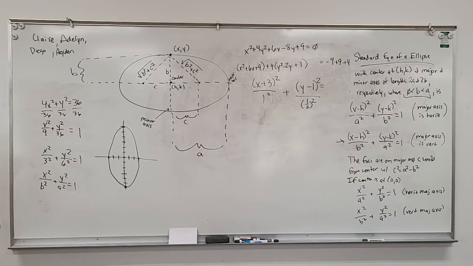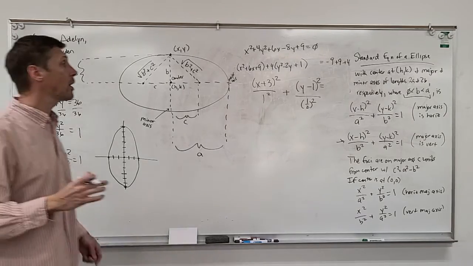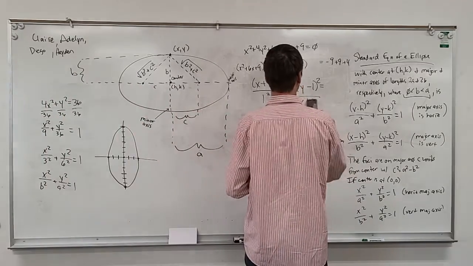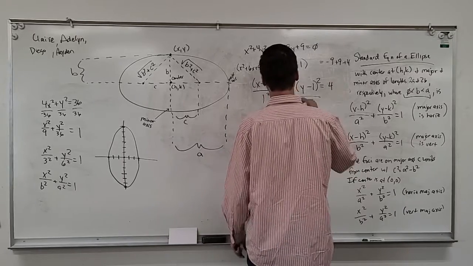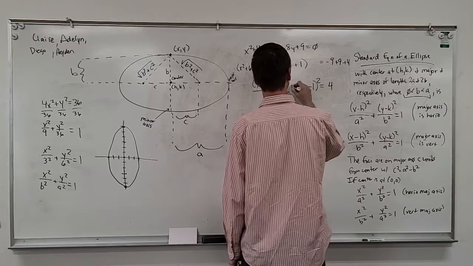No. But doesn't it have to equal 1 on that side? Oh, you're right. I missed that. So give me a second. You're right. This is going to be 4. So let's not do too much at once. All right, let's do this.